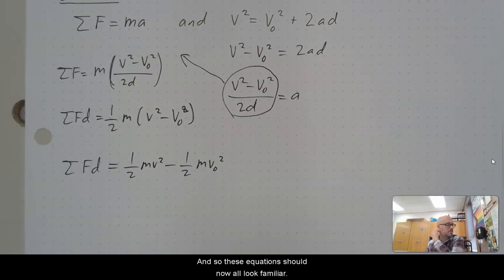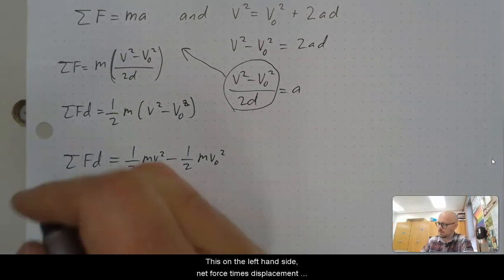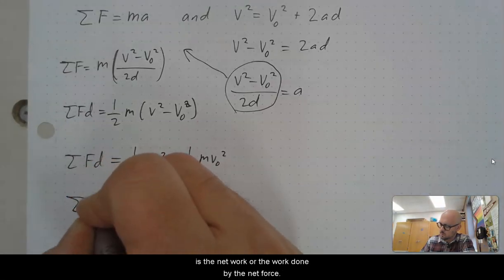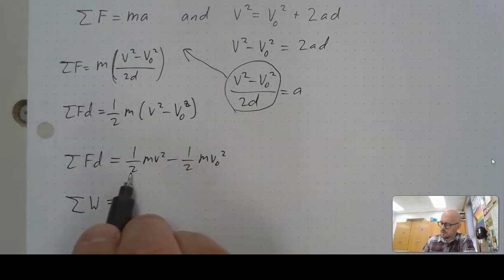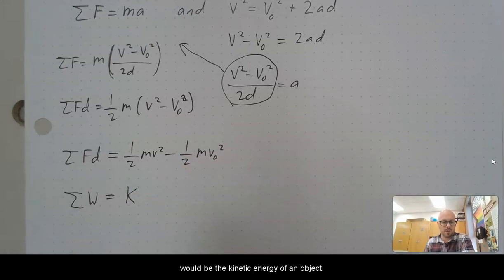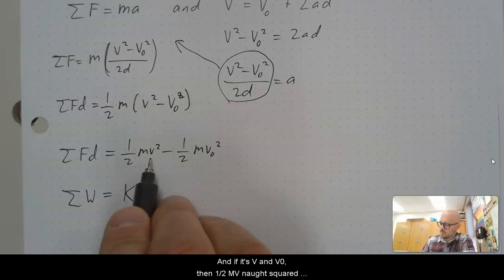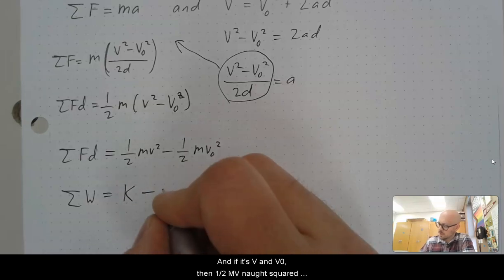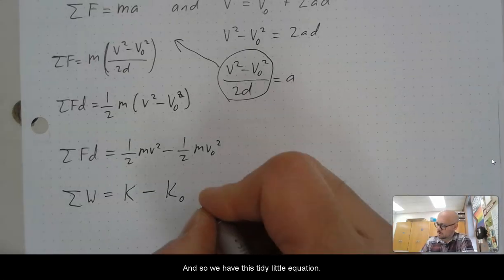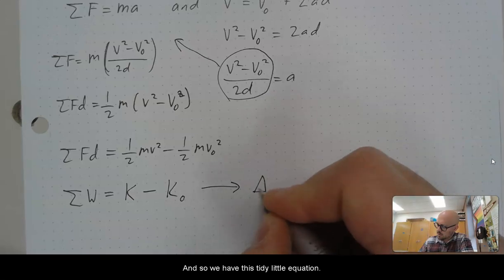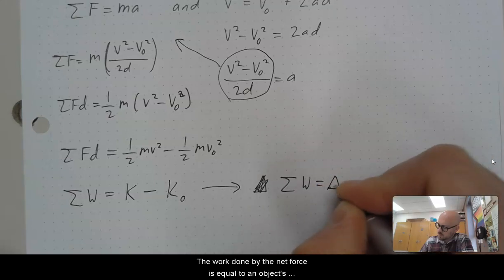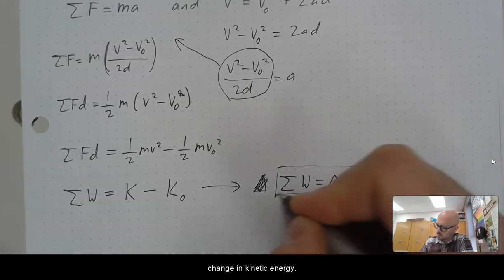These equations should now all look familiar. On the left-hand side, net force times displacement is the net work, or the work done by the net force. 1/2 mv squared would be the kinetic energy of an object, and if it's v and v naught, then 1/2 mv naught squared would be the initial kinetic energy. And so we have this tidy little equation: the work done by the net force is equal to an object's change in kinetic energy.